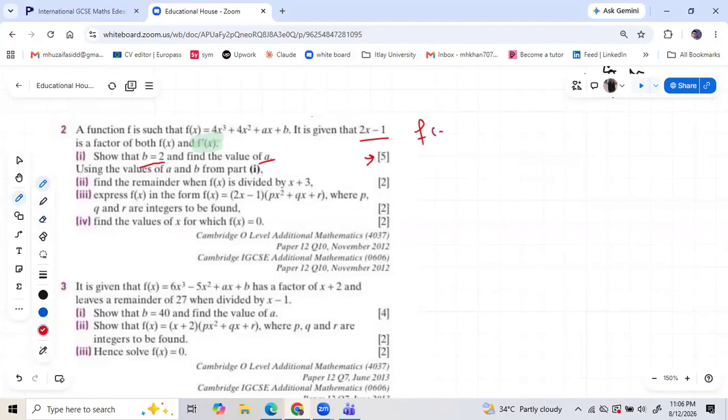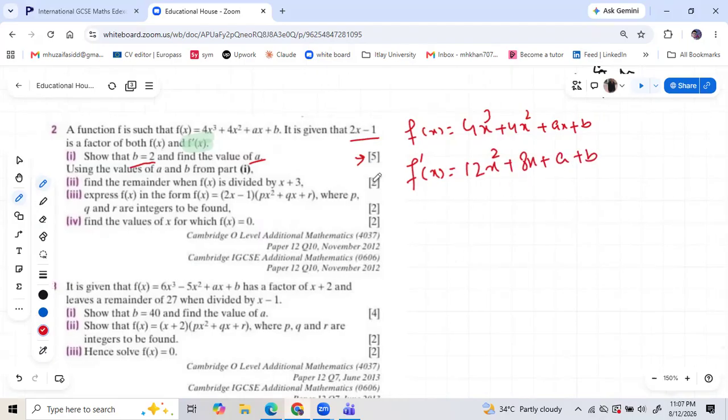Yes, sir. Our f of x is equal to 4x cubed plus 4x squared plus a of x plus b. It is given that 2x minus 1 is a factor of both f of x and f prime of x. Look at it here. So f prime of x, we already discussed. This is our derivative from our previous session. We can find it. How can we find the derivative? As you know, this is 12x squared plus 8x plus a.